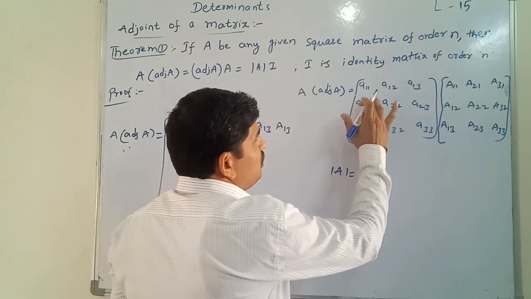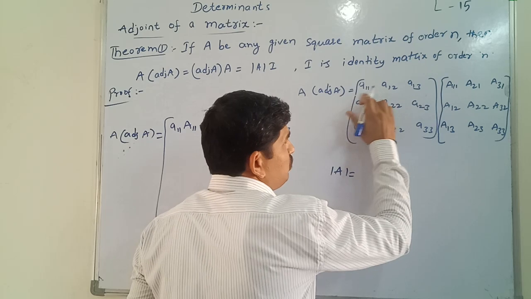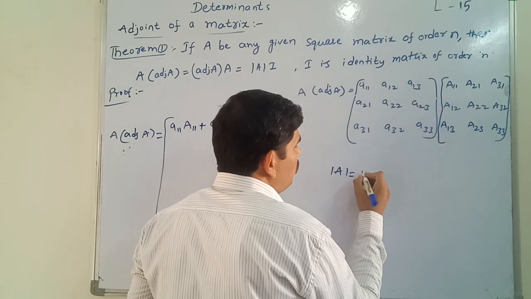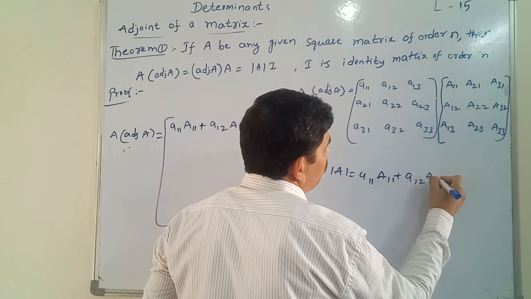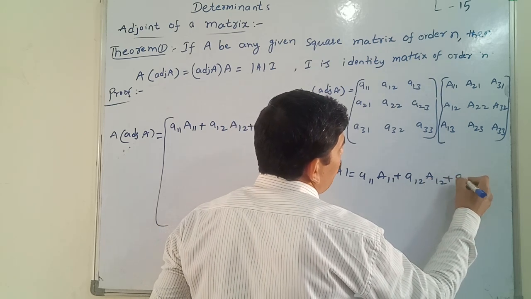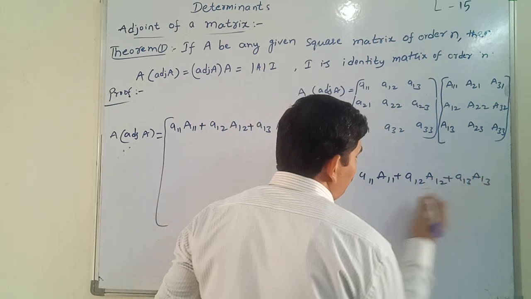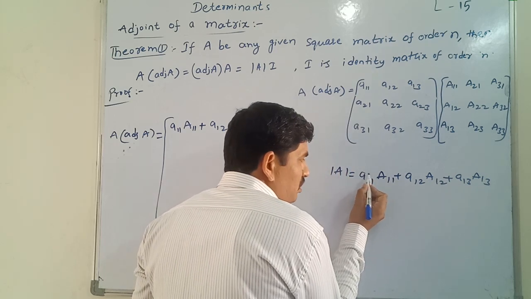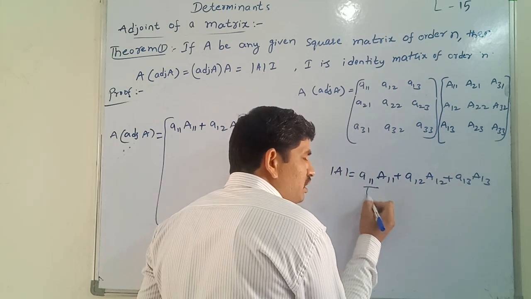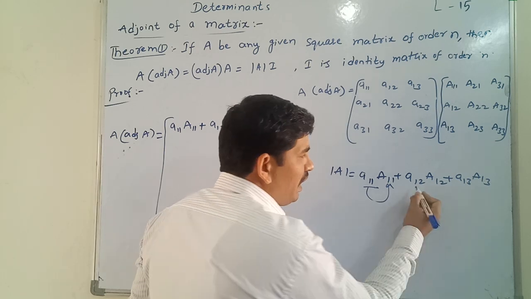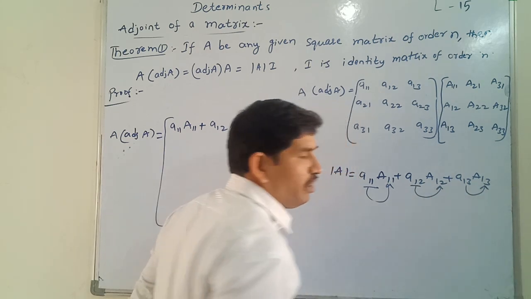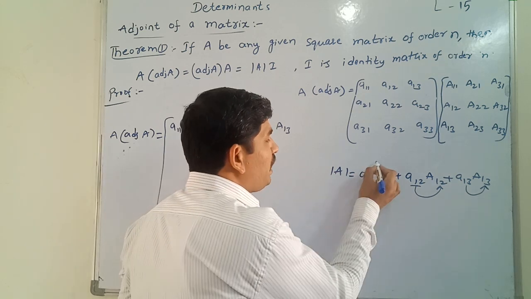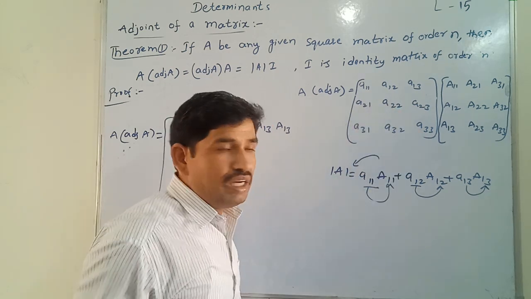So I will write the determinant for this matrix along the first row: A11 into capital A11, A12 into capital A12, A13 into capital A13. Here the small a indicates the element, then the corresponding cofactor. Again small element into cofactor, element into corresponding cofactor. Then only we can say that is the determinant of the matrix A.